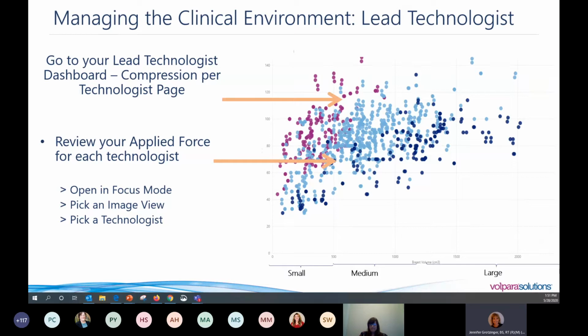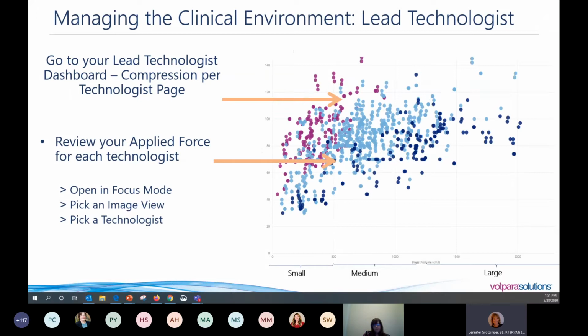On that page, and I'm going to show you it on our demo site, you have the ability to look at compression pressure, just like the technologists have looked at, but a lead tech can also look at the applied force for each technologist. So they can see how many newtons of force each technologist is using for their specific studies. How you're going to do this is I recommend opening this in focus mode. Pick an image view and pick a technologist so you can sort down to just one person.